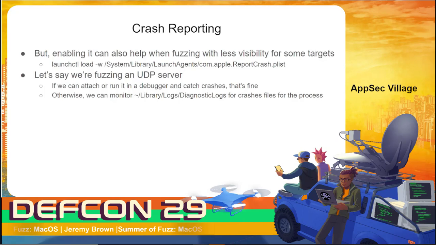So say we're fuzzing a UDP server where it's kind of hard to catch crashes. If you're fuzzing it from a black box, gray box approach, if you can attach to it and run it in a debugger to catch crashes, that's great. Sometimes for whatever reason you can't. And in that case, we could monitor the diagnostic logs folder to look for crashes, to know when there is a crash, things like that. So it can actually help to enable ReportCrash in certain cases.